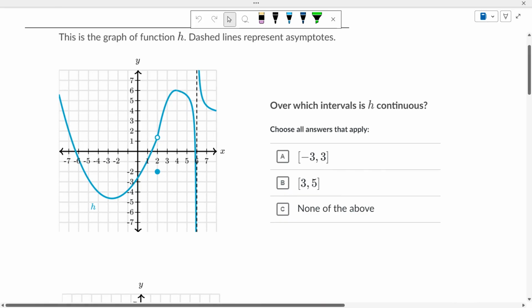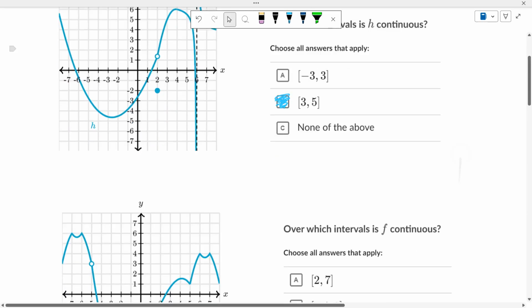Over which intervals is h continuous? Is it continuous from -3 to 3? No, because it's discontinuous at 2. Is it continuous from 3 to 5? Yes, it sure is. So it's continuous there.